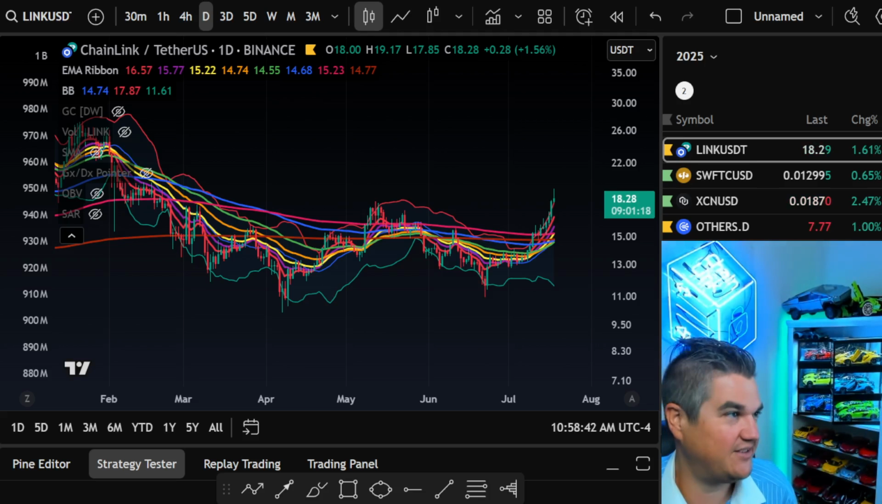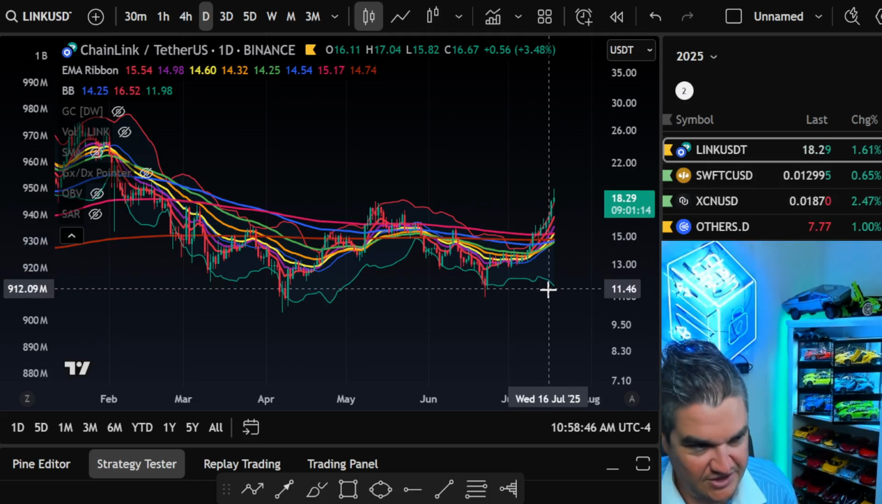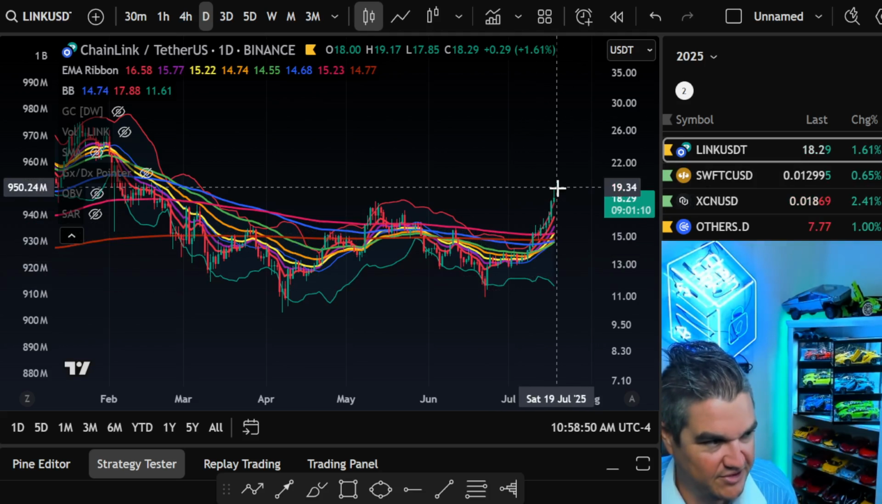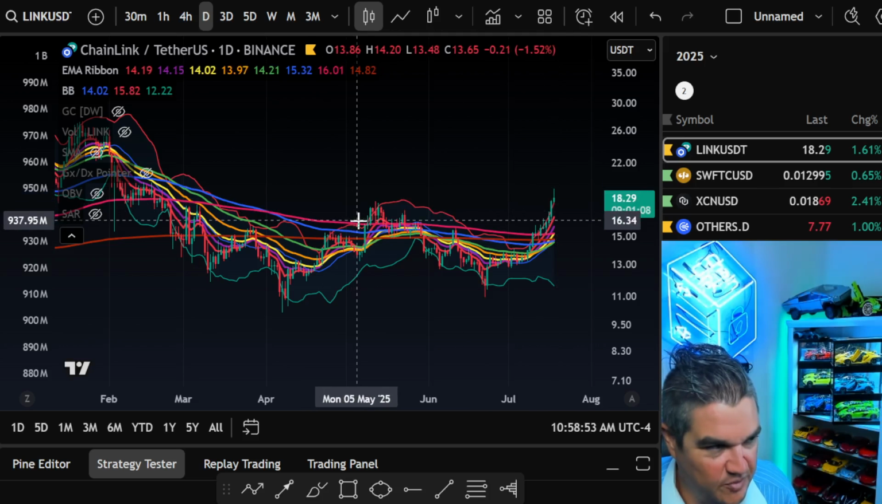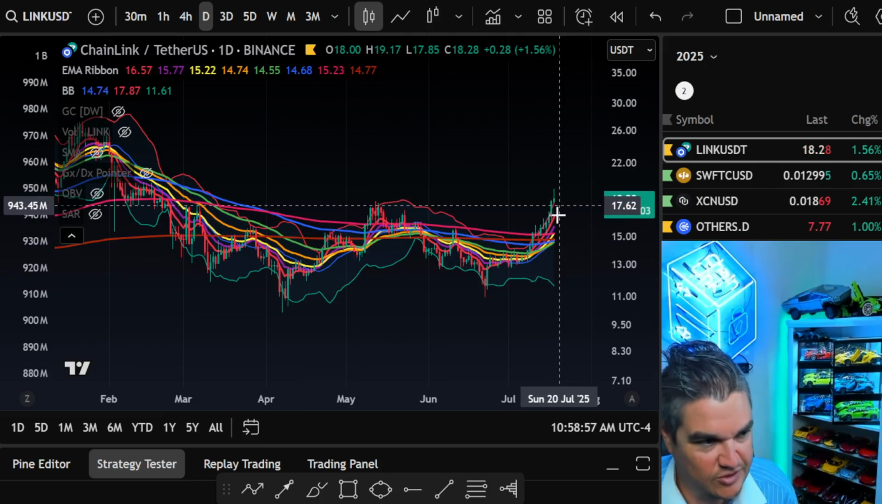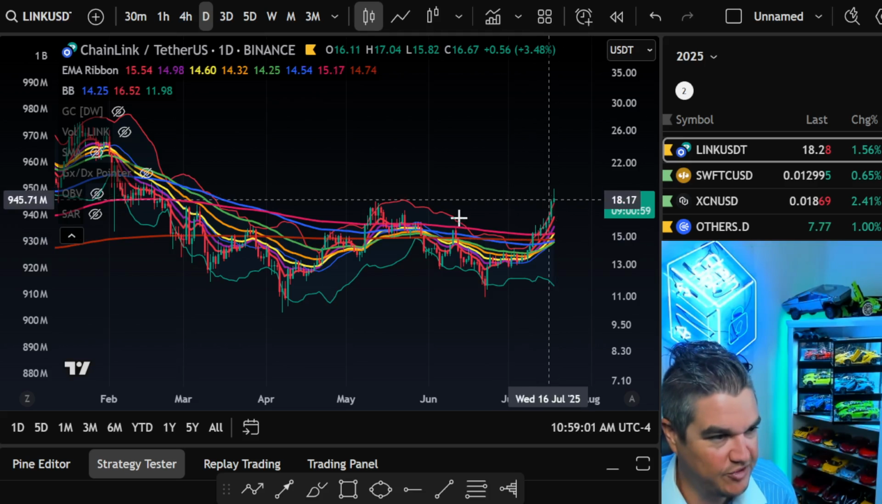All right, Chainlink. Let's get to it. Daily chart. Look at the Bollinger Bands spread wide apart, diverging. Price action is now above all moving averages. We've seen this before, but not quite like this, right? Look at the difference here. Bollinger Bands spread wide apart, and price action just springs out. We've just put in new highs.